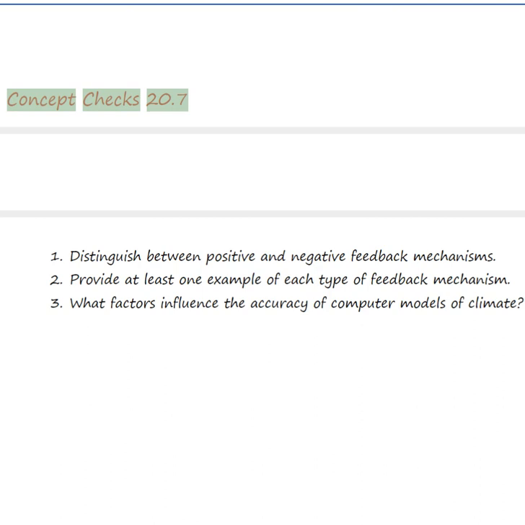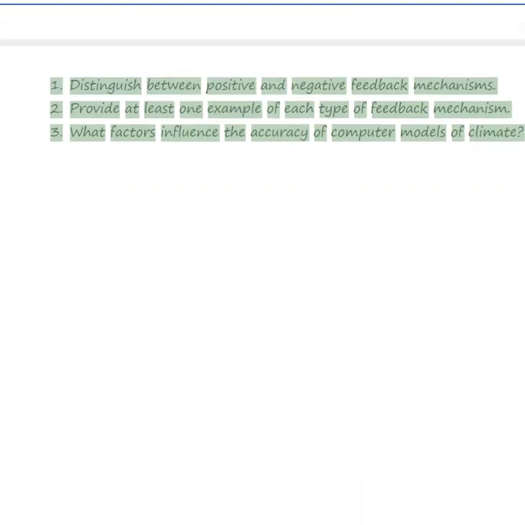Concept checks 20.7. 1. Distinguish between positive and negative feedback mechanisms. 2. Provide at least one example of each type of feedback mechanism. 3. What factors influence the accuracy of computer models of climate?